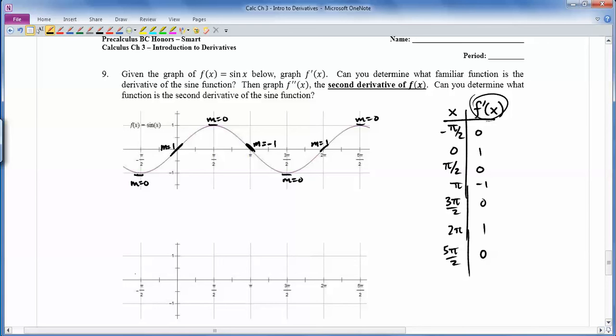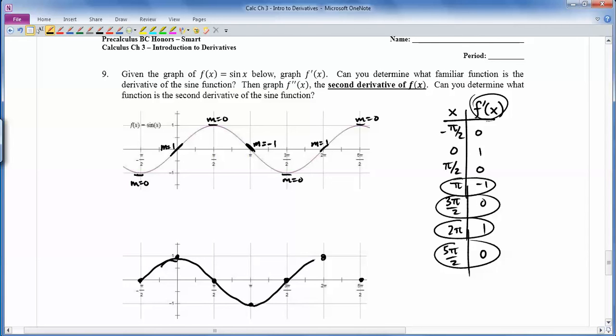So then if I plot these things, well, it starts at 0, and then it goes up to 1, and then it goes back down to 0, and then at pi negative 1, and then 3 pi over 2, 0, and then 2 pi, 1, and 5 pi over 2, 0, and you can probably guess it looks kind of like this. And if you notice, here are the axes right here. This is the graph of cosine. So if f of x is sine, f prime x ends up being cosine of x.